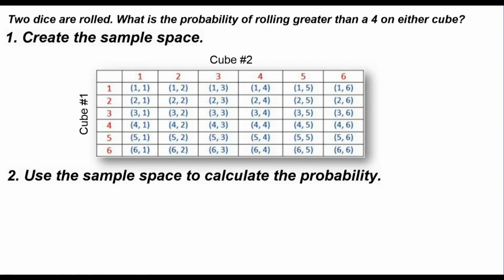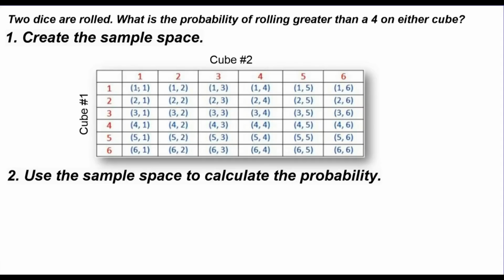Next, 2 dice are rolled. What is the probability of rolling greater than a 4 on either cube? So here I didn't use a tree diagram or an organized list. I made a table. So this is another way that we can create a sample space. On the left side here, I have the first number cube that's rolled and all the possible outcomes, 1, 2, 3, 4, 5, 6. And then along the top, I have the second number cube and all of its possible outcomes, 1, 2, 3, 4, 5, 6.